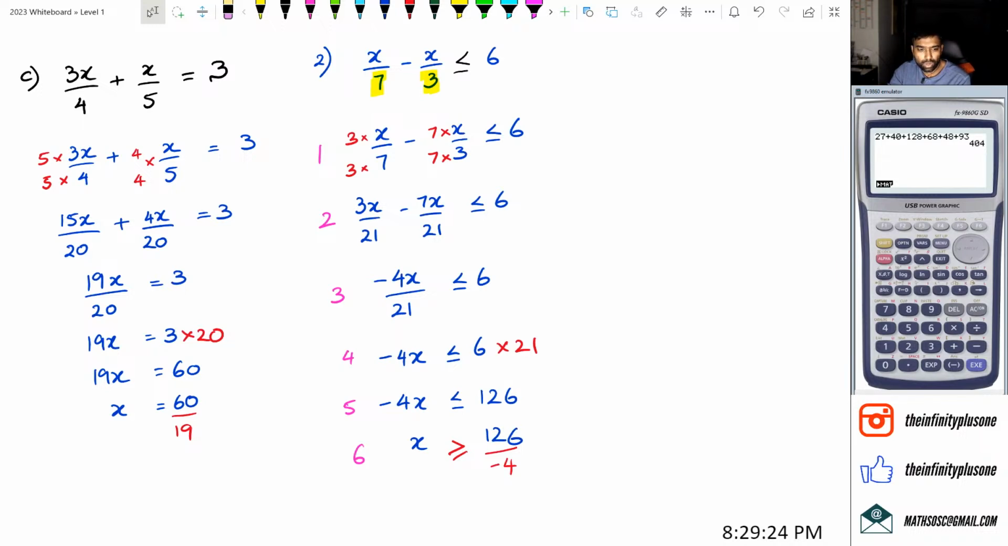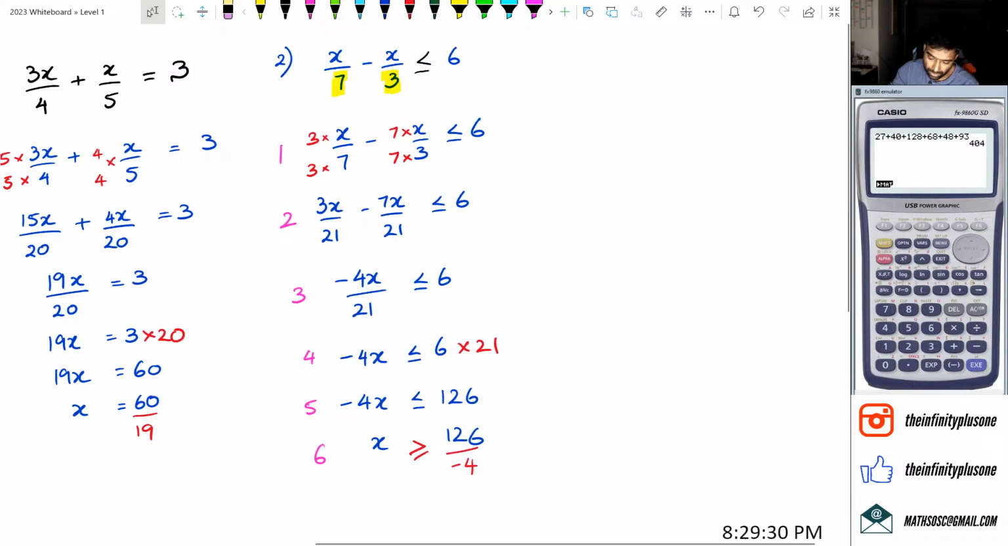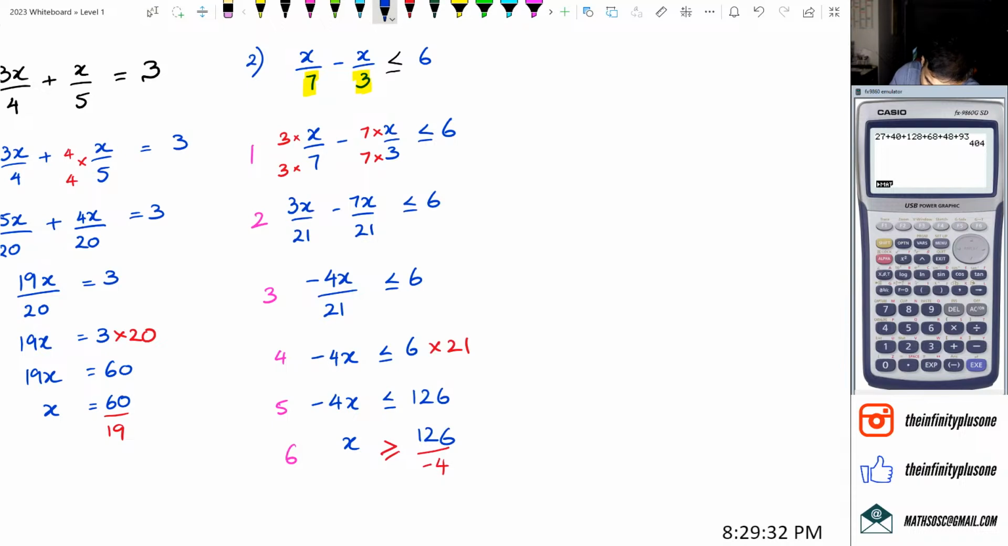I'll tell you what, I'm going to put up one more question like this, and I'll leave it up for you guys to have a go as well. So let's call this 2A, and if we go to 2B, try question 2B.